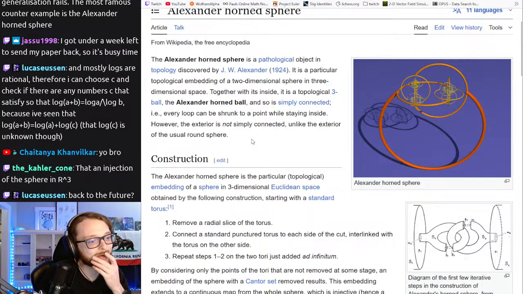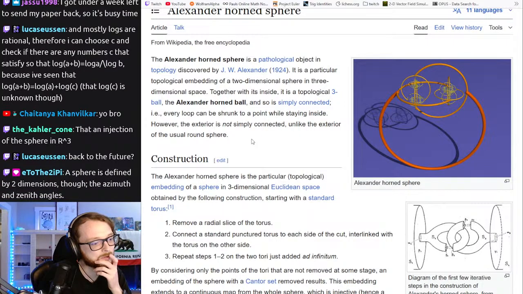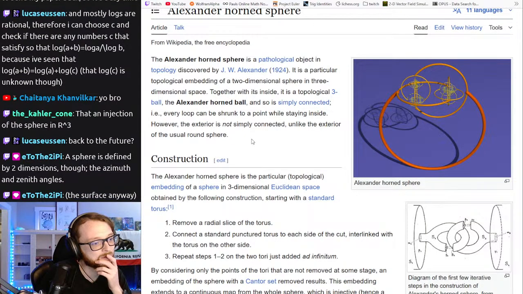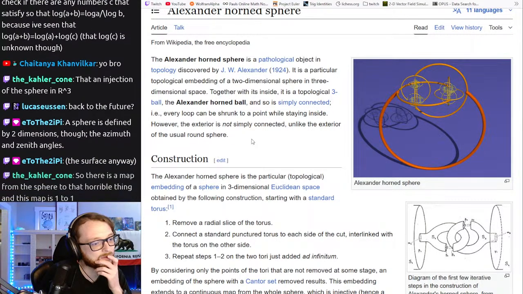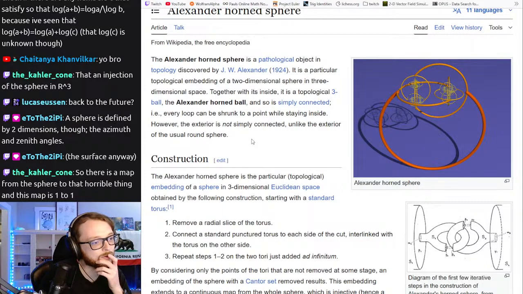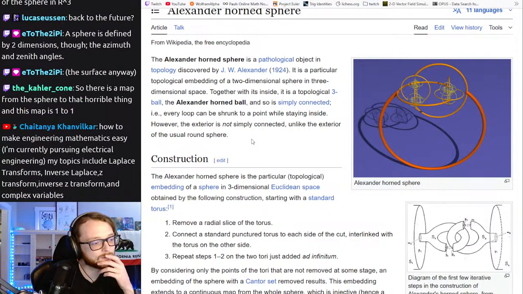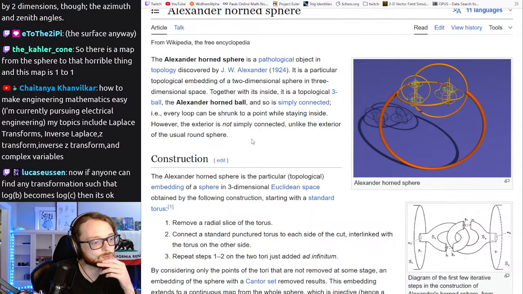Mostly logs are rational. I don't think so. Well, the output, I would say, is usually irrational, but usually you're plugging rational things into the base. Well, usually just natural numbers, I guess.